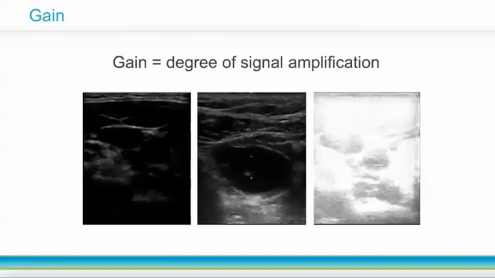Gain is the degree of amplification applied to signals returning to the transducer. It can be thought of simplistically as brightness control. Low gain will drop out some signal altogether and result in a darker screen, such as the one on the far left here. High gain will amplify these signals more, resulting in more artifact and a brighter screen, such as the one on the far right. Optimal gain, like the image in the middle, will provide the best grayscale to differentiate between structures in the image.